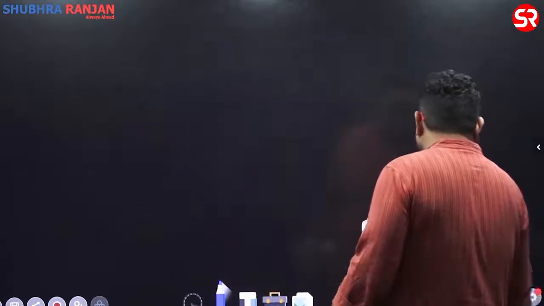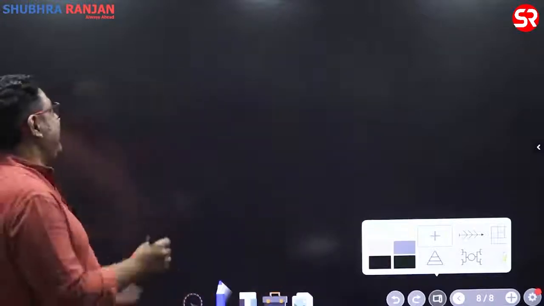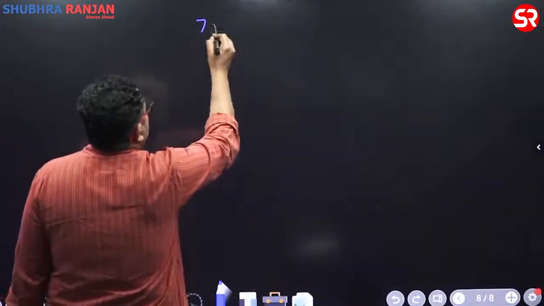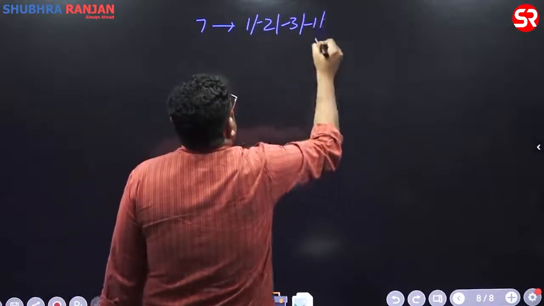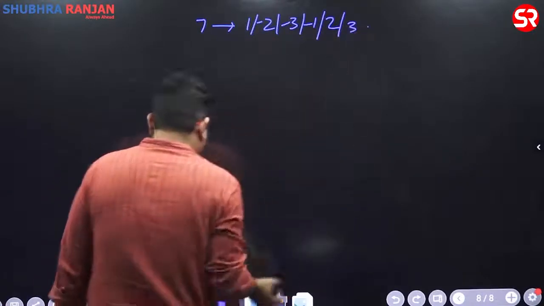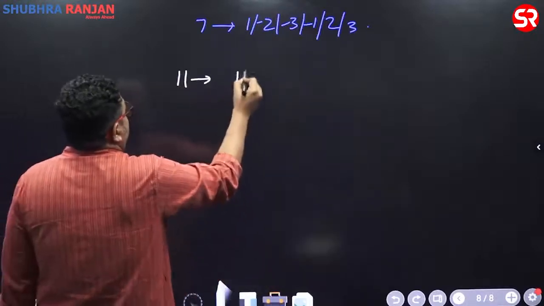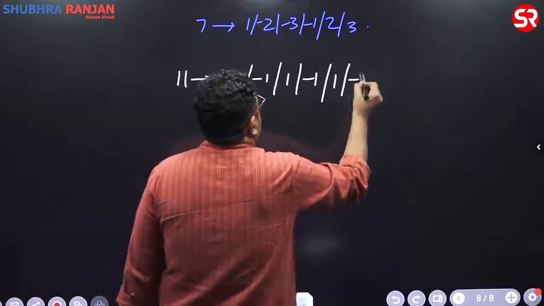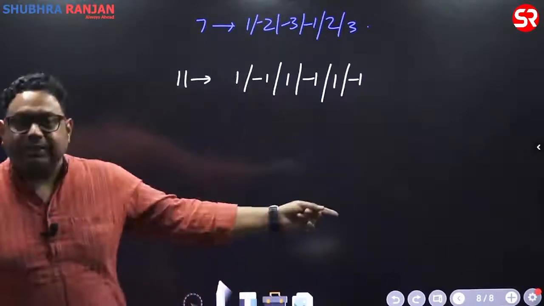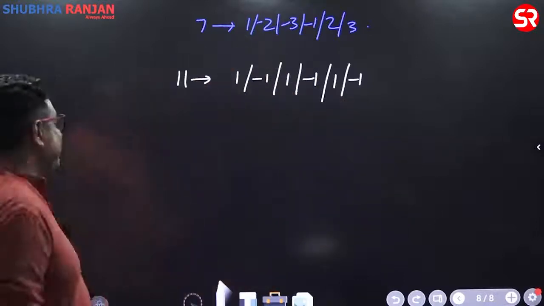Because there is a series behind it, right? Like 7 had the series. 7's series was 1, minus 2, minus 3, minus 1, 2, 3. So the series for 11 from today onwards is 1, minus 1, 1, minus 1, 1, minus 1. Take it to infinity. No problem. Write as many as you want.